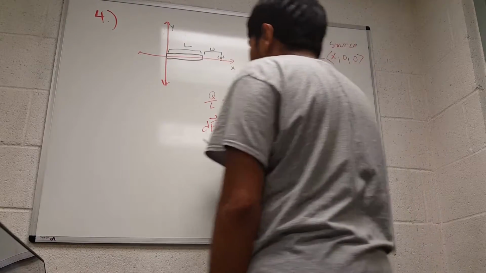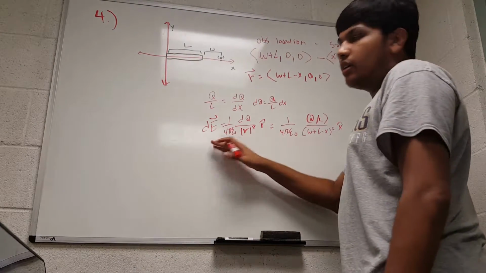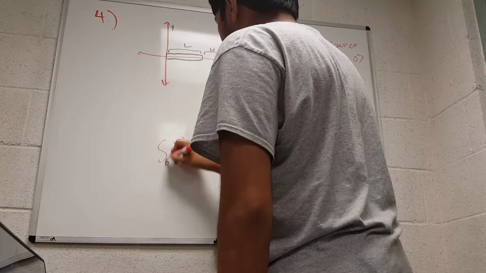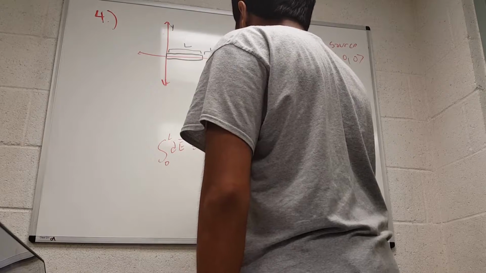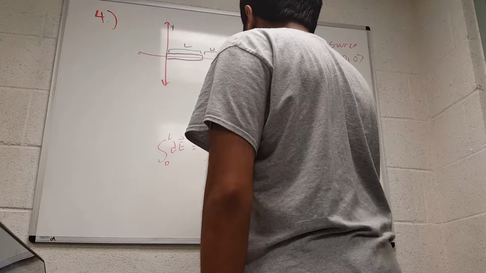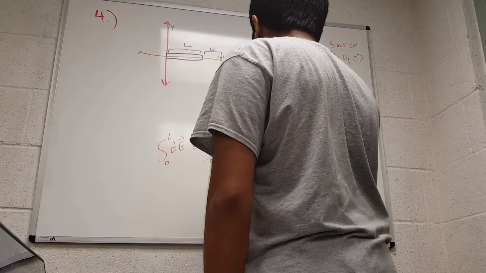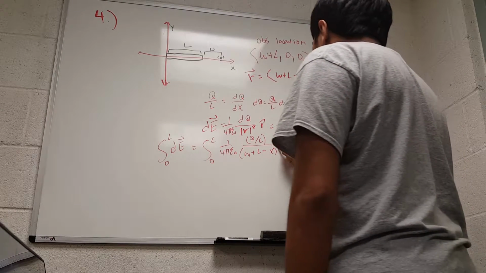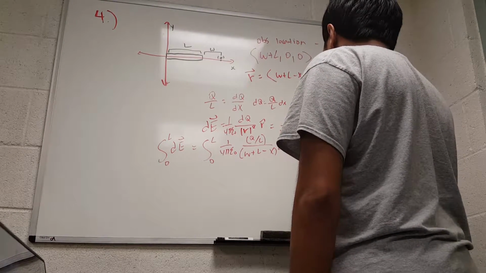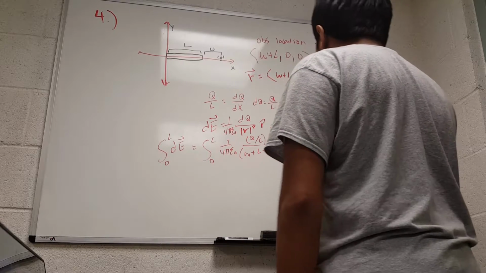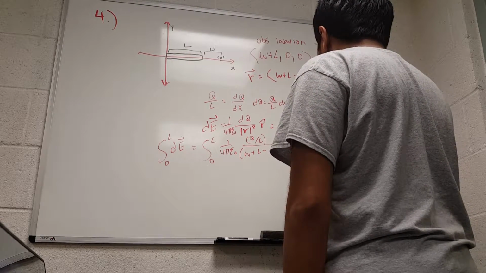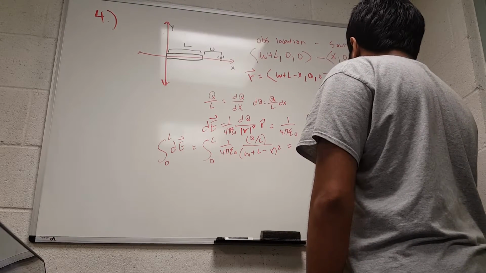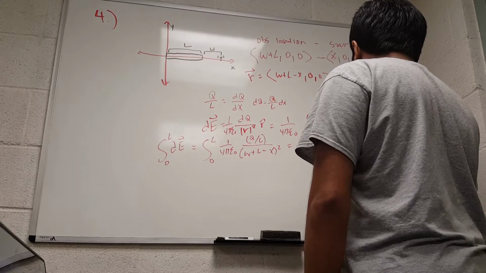And now to solve the problem, you have to actually integrate the dE. And so if you integrate dE from 0 to L, you get that it's equal to the integral of 0 to L of 1 over 4 pi epsilon naught times Q over L over W plus L minus x quantity squared. This simplifies to 1 over 4 pi epsilon naught. You can pull the constants out, times Q over L times the integral from 0 to L of 1 over W plus L minus x quantity squared times dx.